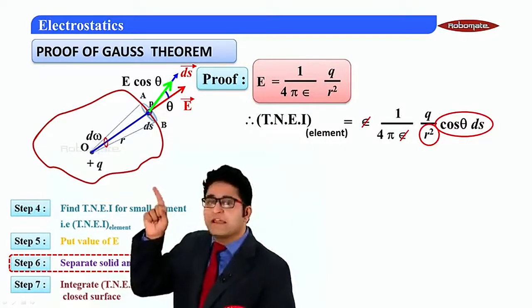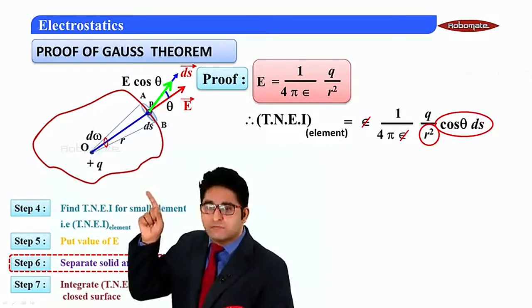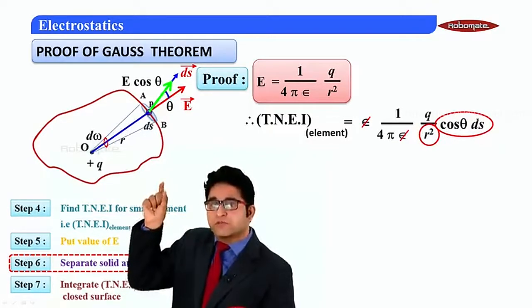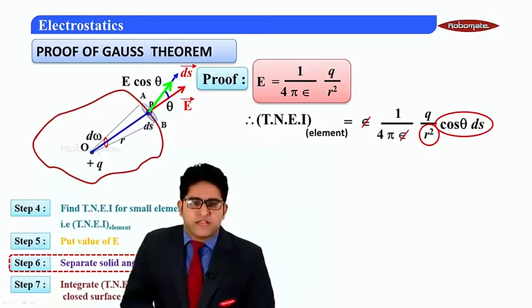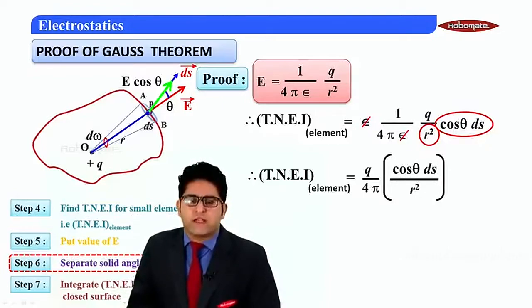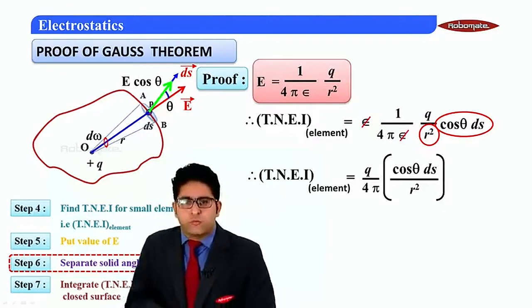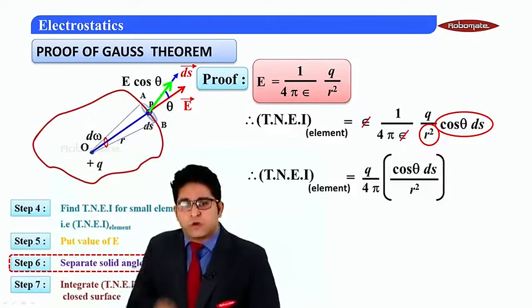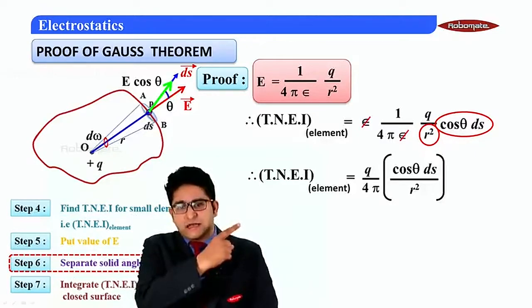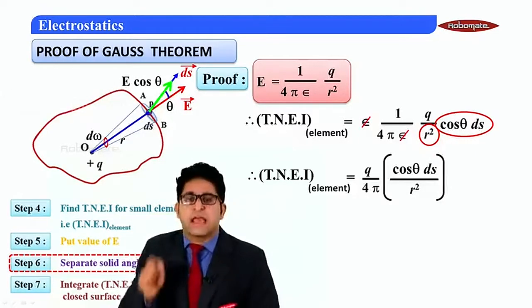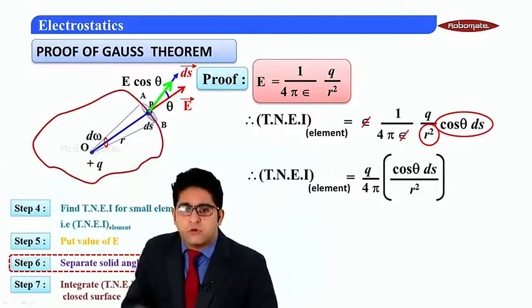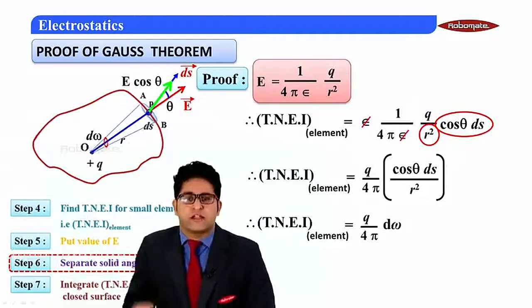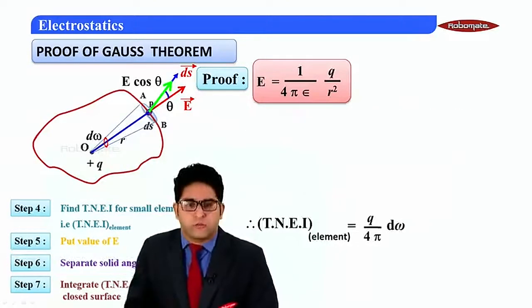And this solid angle is getting formed at the center, and it is getting formed because of the small area, right? So let us write. So I can write TNEI of element is equal to q upon 4 pi cos theta dS upon r square, and this cos theta dS upon r square is the solid angle, and we'll replace it by d omega. So therefore TNEI of element is equal to q upon 4 pi d omega.